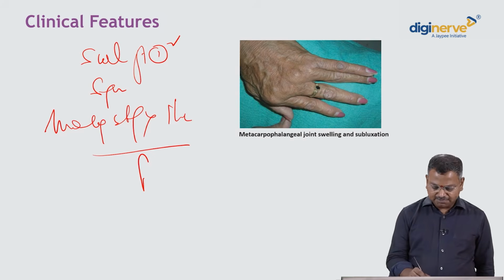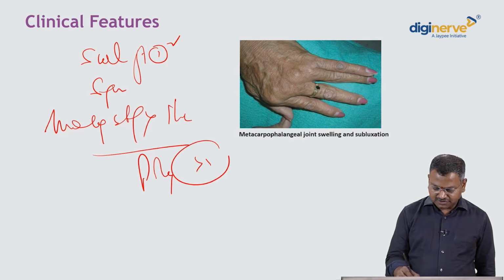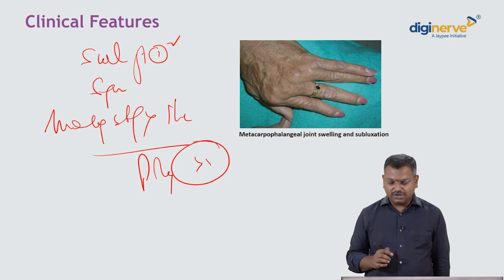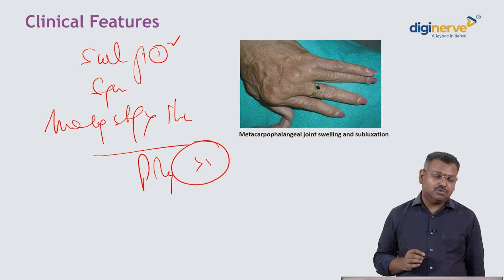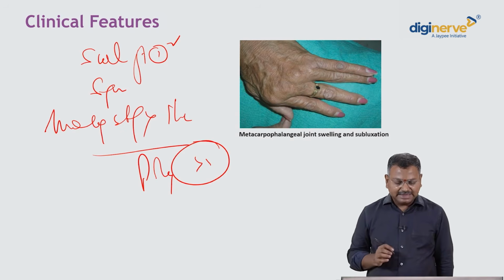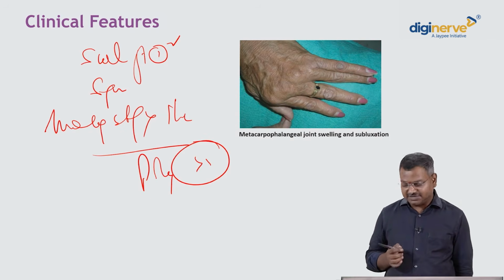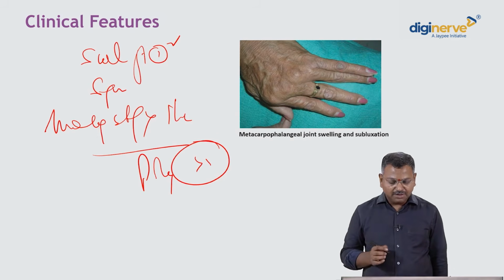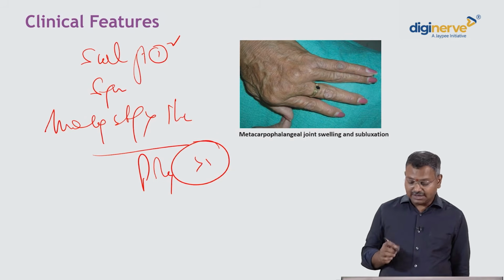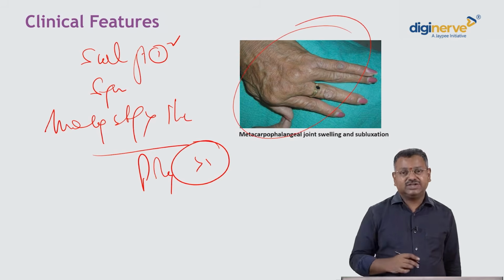Usually, as we said, it is polyarticular, that is more than 5 joint areas involved. Sometimes you could have oligoarticular. Very rarely you would get a monoarticular form. Sometimes these patients may not have joint symptoms, they may just come with systemic manifestations. What is classical about rheumatoid arthritis is the involvement of the hand joints.